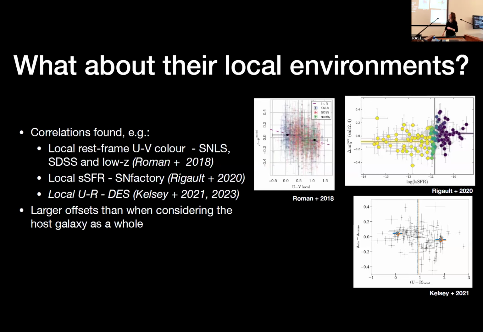What have people done so far? People have looked at this in some of the big surveys. So we have data from SNLS, we have some from the Supernova Factory and my work in the Dark Energy Survey. We actually found that these environmental steps, when you look locally, are significantly larger than those when you're looking at the entire galaxy as a whole. So that maybe is telling you that that's recovering more information about what is actually causing the root cause of these steps.